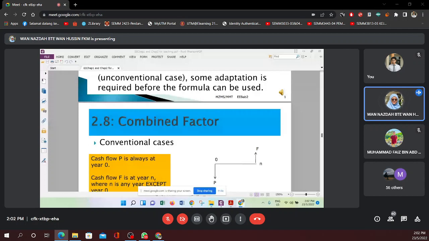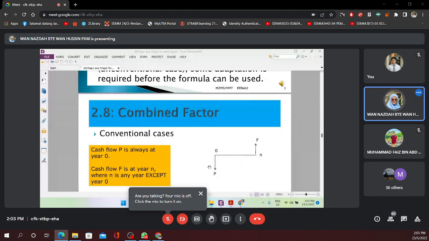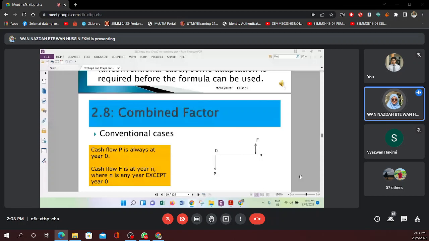Dah. Alright, so today we try to complete the combined factor, and the combined factor consists of conventional cases and the unconventional cases. What's the difference between conventional and non-conventional cases? Anybody would like to share your opinion on it? Apa beza dia? Conventional dengan non-conventional.